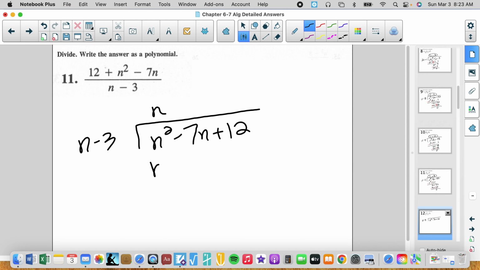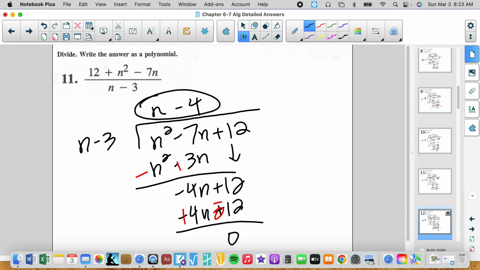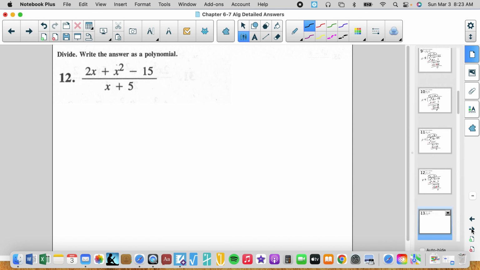So n is n squared minus 3n. Change those signs. Negative 4n plus 12. Negative 4. Negative 4n plus 12. Change those signs. Not yet. It's coming. We're kind of almost halfway.